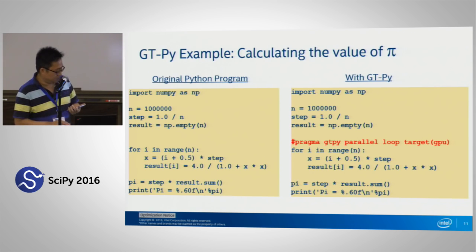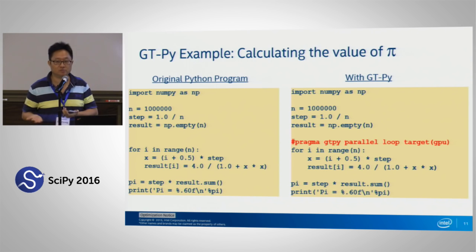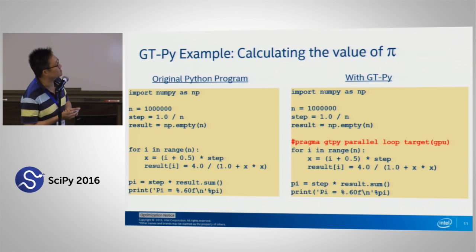This is of course a toy example, because I cannot explain a very complex example in a few minutes. On your left-hand side is the original Python program to compute the value of pi. Basically, the main computation is happening in the for loop. You make use of NumPy, and you write the program nicely.